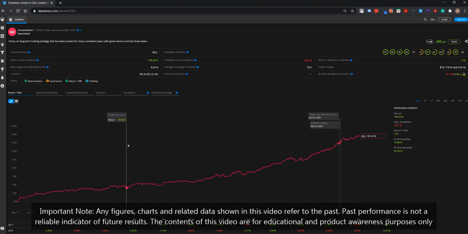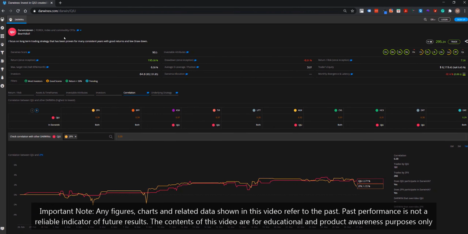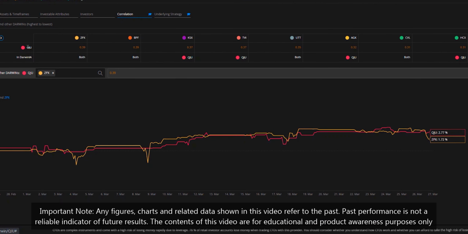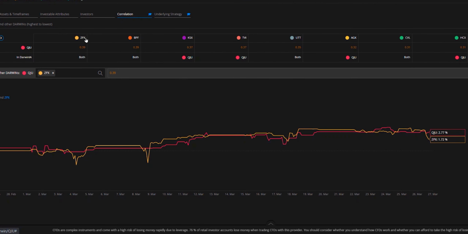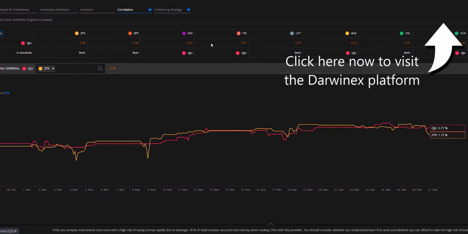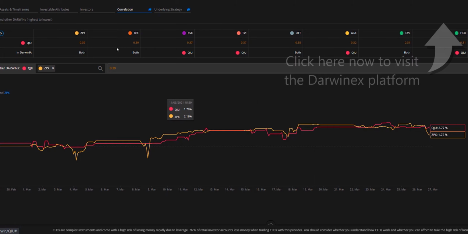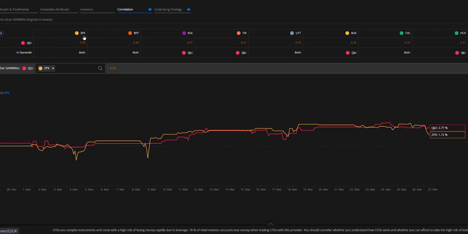So after drilling down into a particular Darwin, you can come to the correlation tab here. And because we're looking at the Darwin QJU, that appears on the left-hand side of the matrix here. And then across the top are the most correlated Darwins to this particular one. And here you can see the correlation with ZPX is 0.39, likewise for BPF, and so on. Now, in the chart below, you get an indication of how the equity curve compares to the most correlated Darwin, which of course is ZPX.